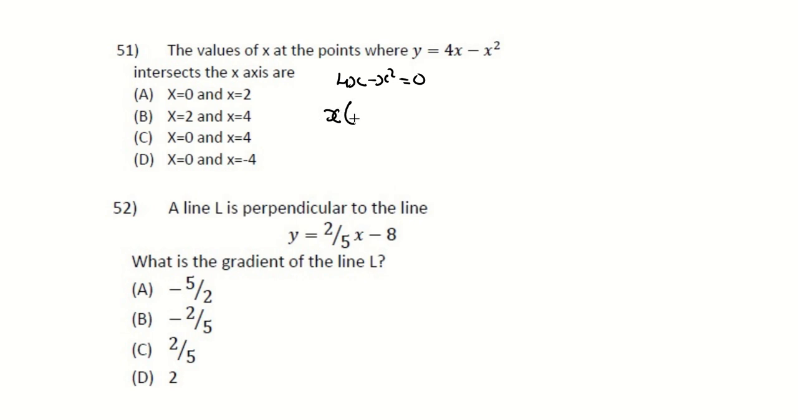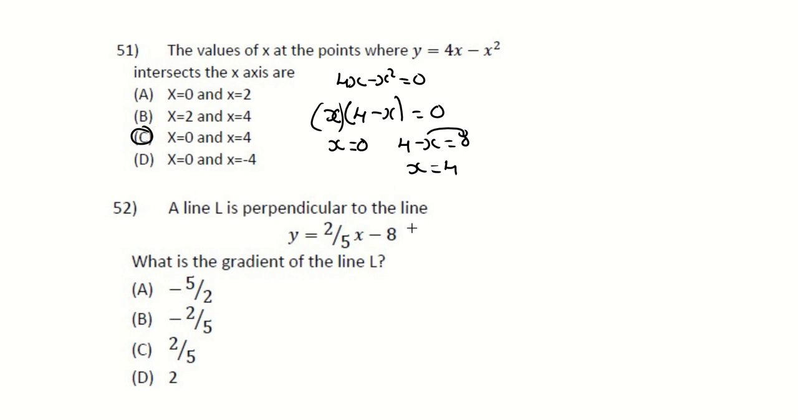So it's x by 4 minus x is equals to 0. So now you're going to let the brackets be. So x is equals to 0, right? And then you say 4 minus x is equals to 0. Carry this across, so now x is equals to positive 4. So for this question, x would be equals to 0 and x would be equals to 4. So the answer is C. And that is how you would do 51.